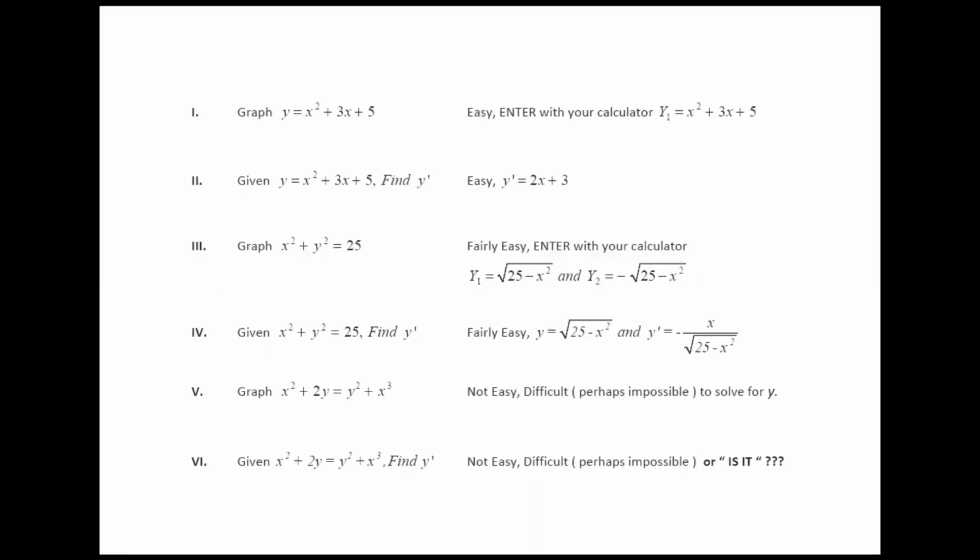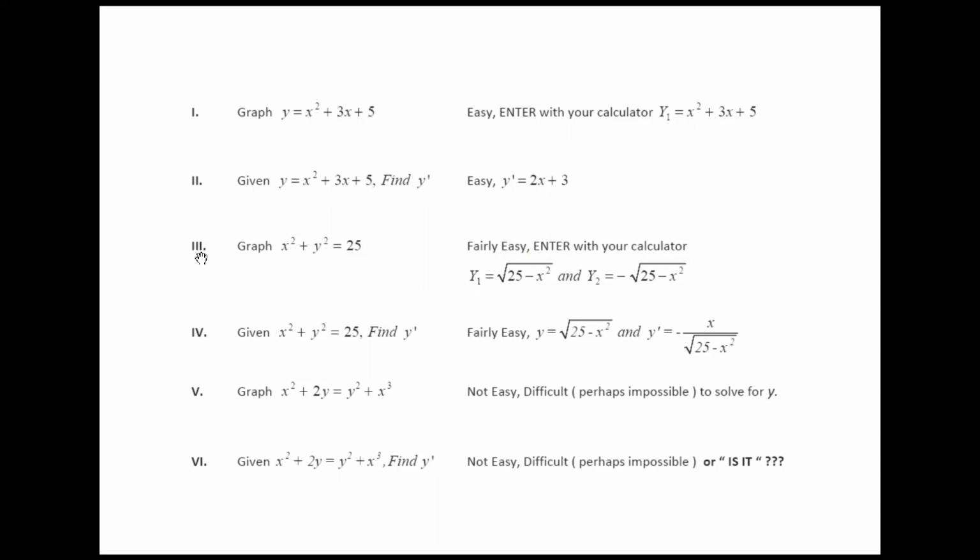Let's see if we can make the distinction. Look at Roman numeral 1, this function. You see y equals. That is easy to graph. Put it into your calculator and graph it. Why is it easy to graph? Because we have it written as y equals an expression in terms of x. It's also easy to take the derivative of this, find y prime. That's an example of an explicit function. In other words, it's explicit what y is.